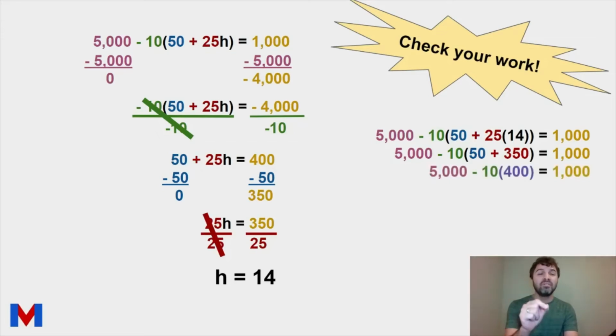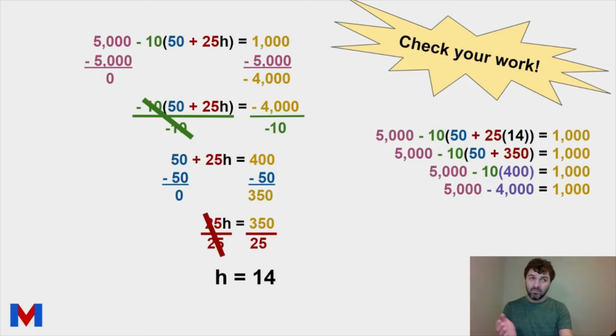50 plus 350 is 400. And then now I'm going to multiply. I got negative 10 times 400 is negative 4,000. Remember, negative and subtraction are the same thing. All right. Then 5,000 minus 4,000 is 1,000. And that's what we're trying to get. So, all that work, we did it right.